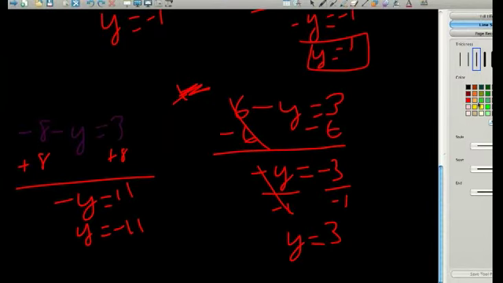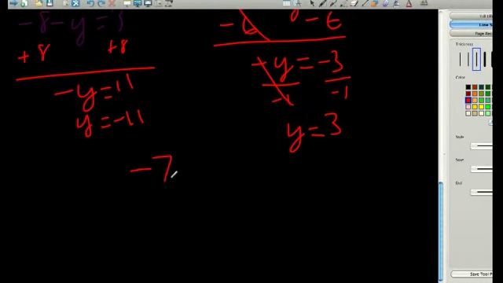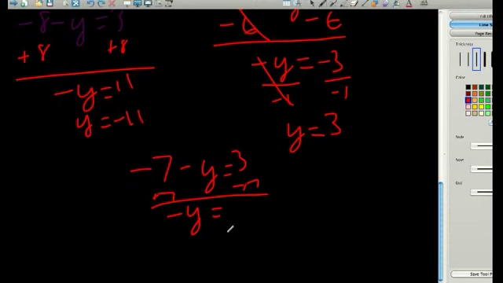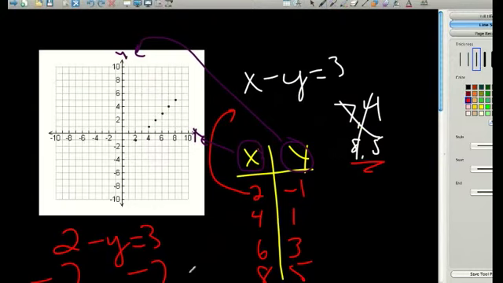Let's do -7 then instead. But it's good. We're getting a bunch of points. So -7 minus y equals 3. We're going to add 7 to both sides. Sorry for that bad handwriting. We're going to get 10. And then we're going to divide both sides by -1. It's going to change it to -10. So at x equals -7, y is -10. Huh. Even that appears to be on a line.